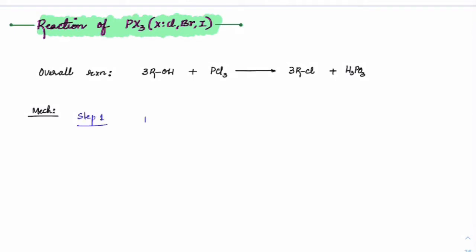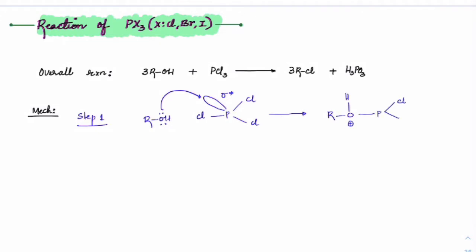Now, see what is step 1 here. First step, as usual, the alcohol will attack on the empty p orbital of phosphorus, which is a sigma star orbital, and then we'll get a formation like this, ROH plus PCl3. As soon as it attacks, this chlorine would leave from here. So this is the formation which you will have.